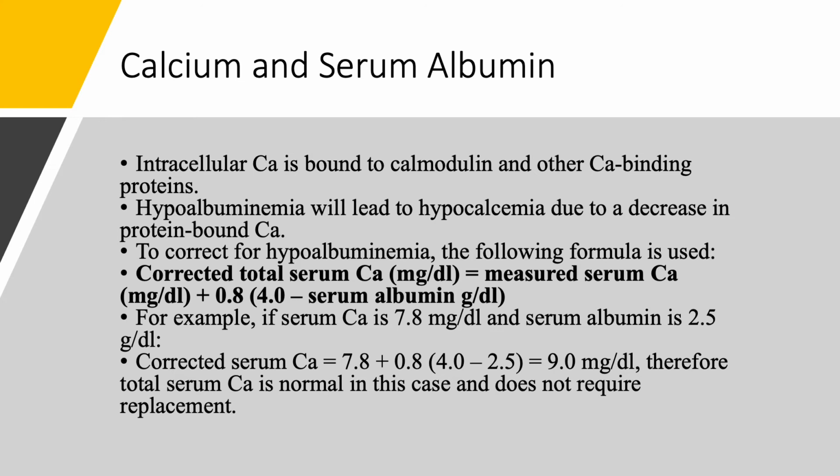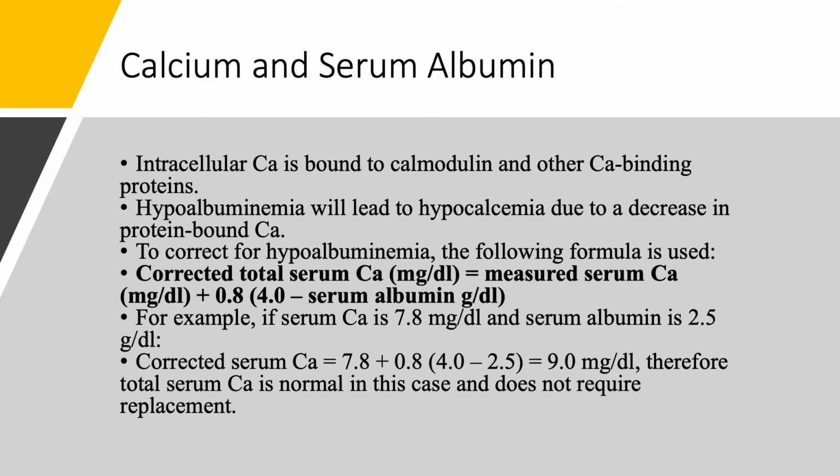Let's take an example to illustrate this. Let's say that we have a patient with a serum calcium of 7.8 milligrams per deciliter, but this patient has really low albumin of 2.5 grams per deciliter. So we say corrected calcium is 7.8, and then we add 4 minus 2.5 is 1.5 times 0.8. We add that to 7.8, so we get 9. Therefore, total serum calcium is normal, and we don't need to replace calcium.